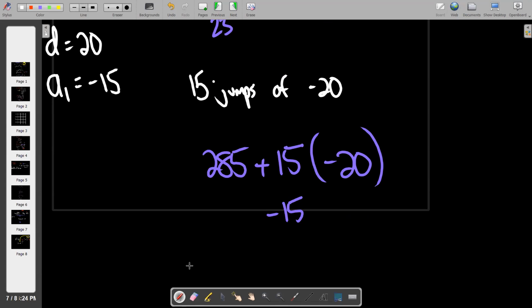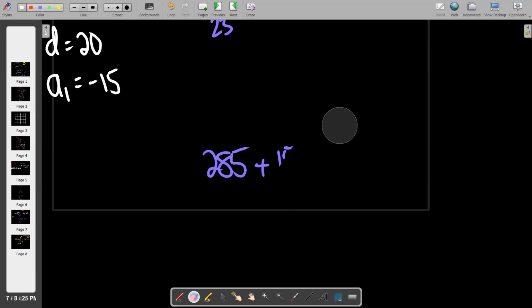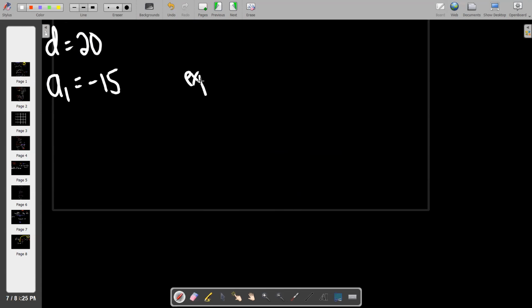Sorry, this part, I know that sounded weird. This part is just robot work. So here it goes. For our explicit formula.